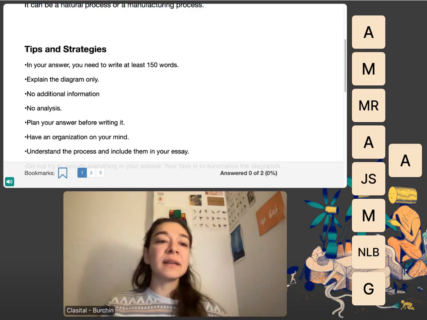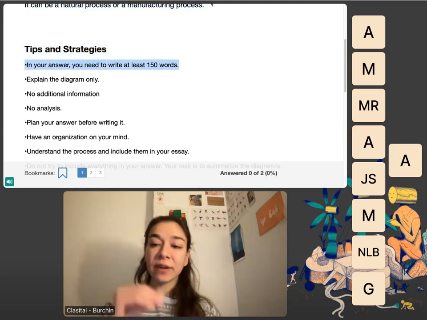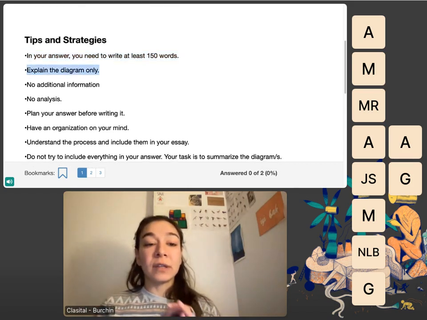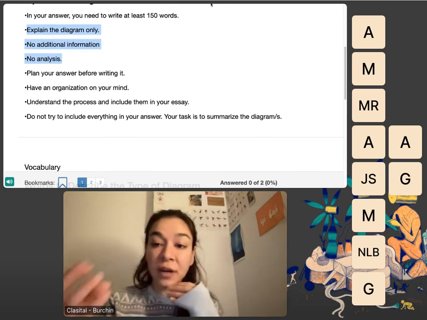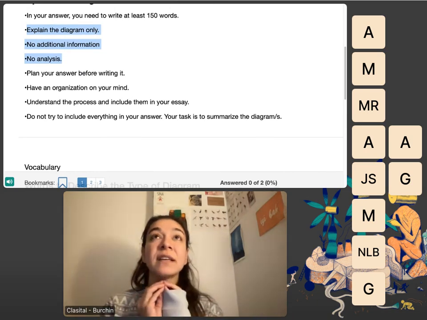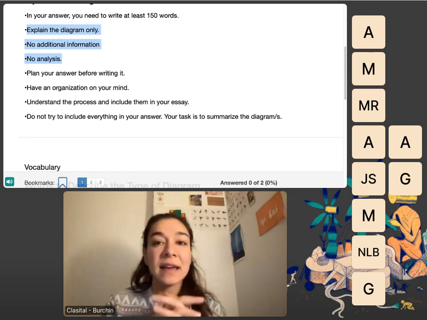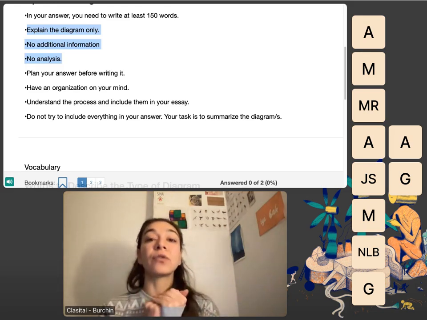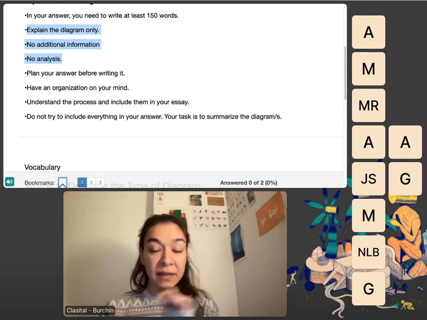Because it's for task 1, in your answer, you need to write at least 150 words. You should explain the diagram only. No additional information, no analysis, nothing. We will just transfer what is given to us. Nothing extra. So first, you should plan what you are going to write, one by one. Then you should have an organization in your mind.